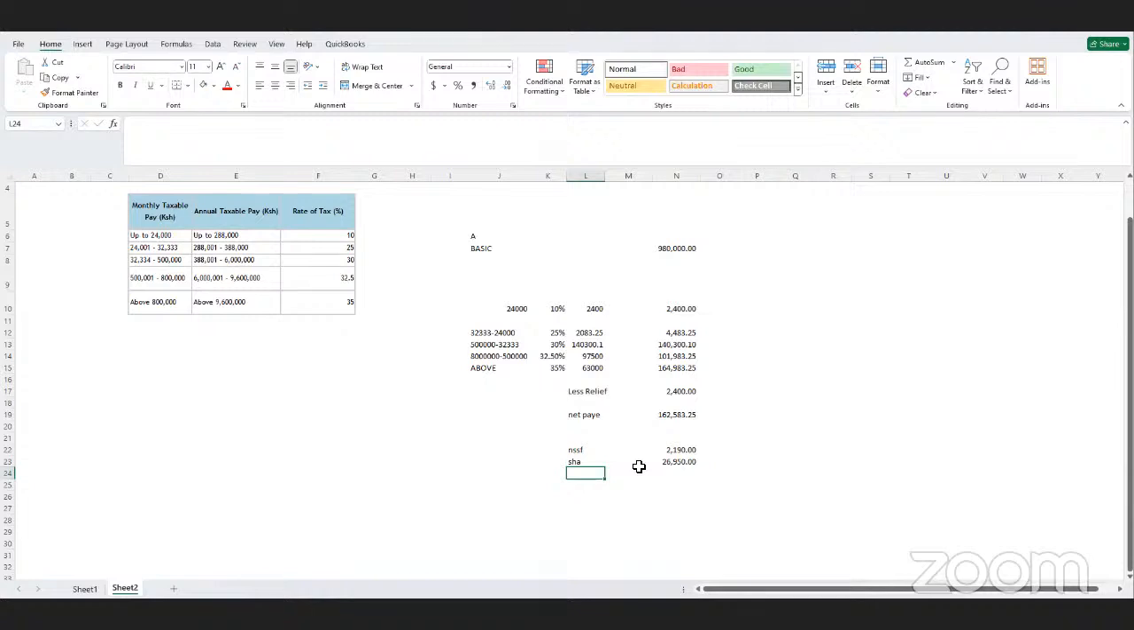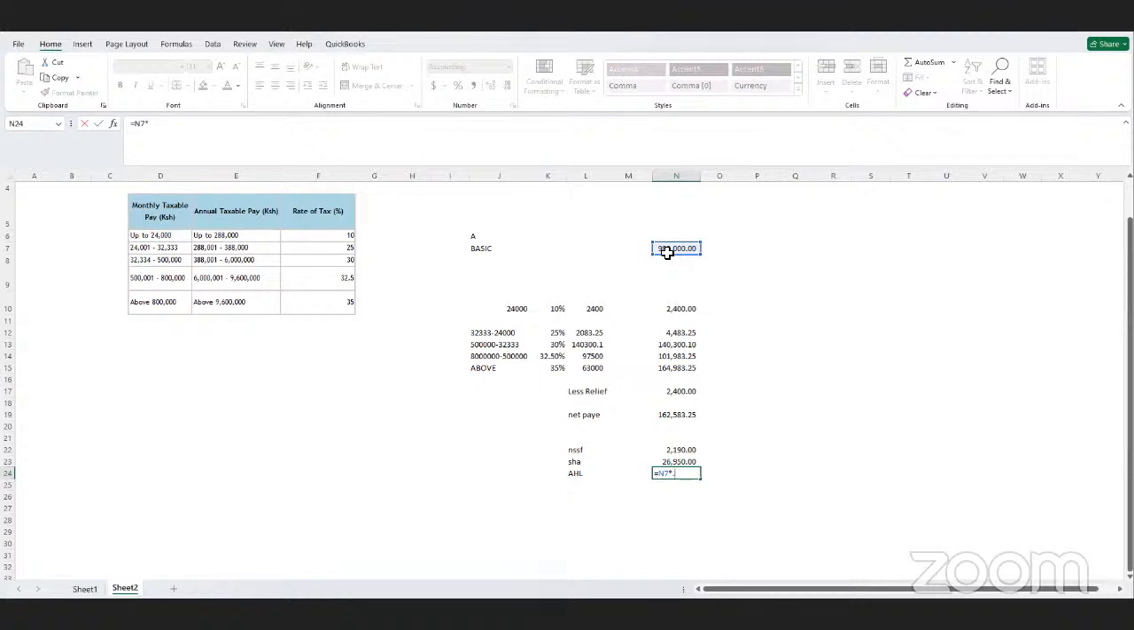What else do we have here? We have NSSF, we have already done with NSSF. Housing levy: for the housing levy we take 1.5% of the basic, 1.5%. You get that one. So these are the statutory deductions. We have other deductions which might be for the company, like loans and other deductions. We don't know those deductions now, but these are the major ones.